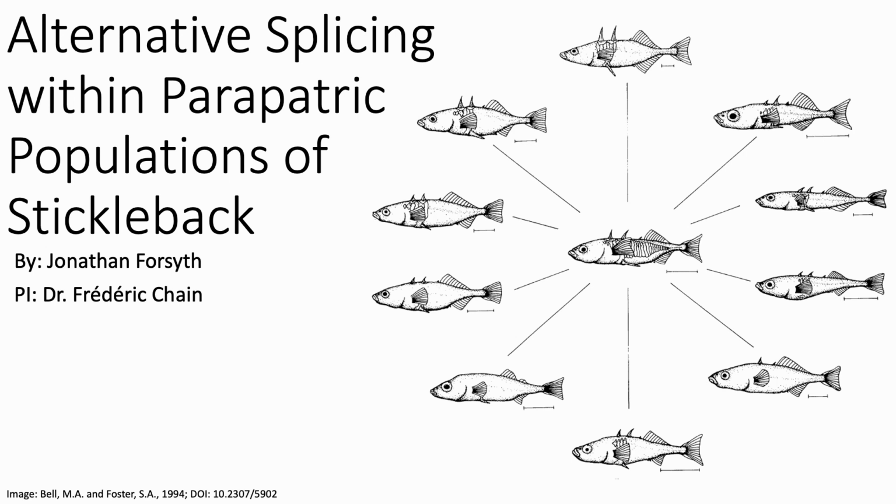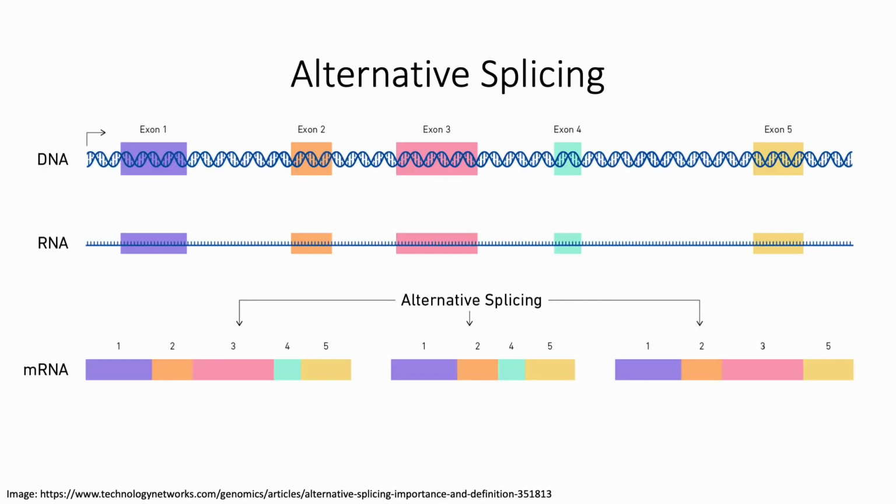Hello everyone. This project is focusing on alternative splicing within parapatric populations of stickleback. Alternative splicing is a process by which a single gene can generate multiple mRNA transcripts, which may have different downstream functions, and this is thought to be a significant source of trait diversity. However, the mechanistic role of alternative splicing in adaptive processes is not well characterized.